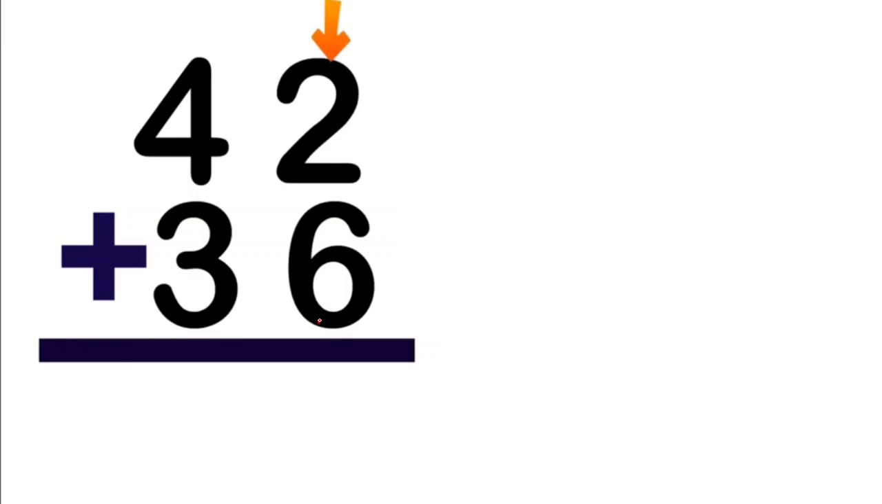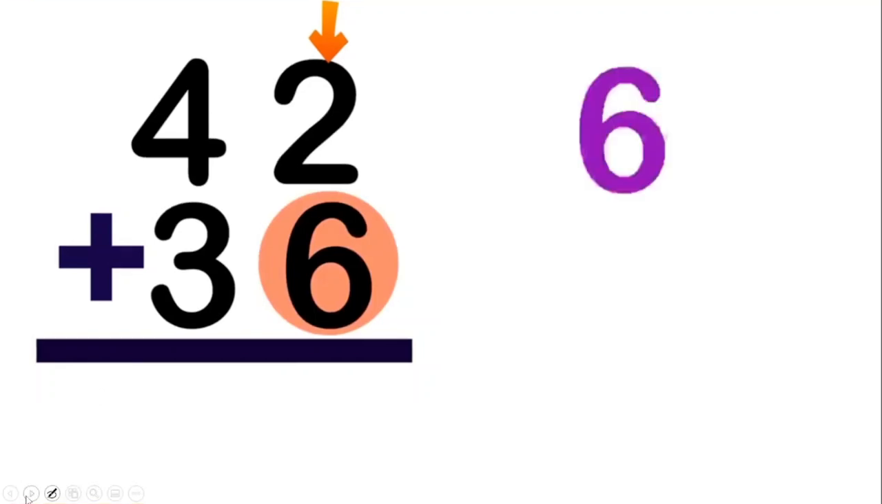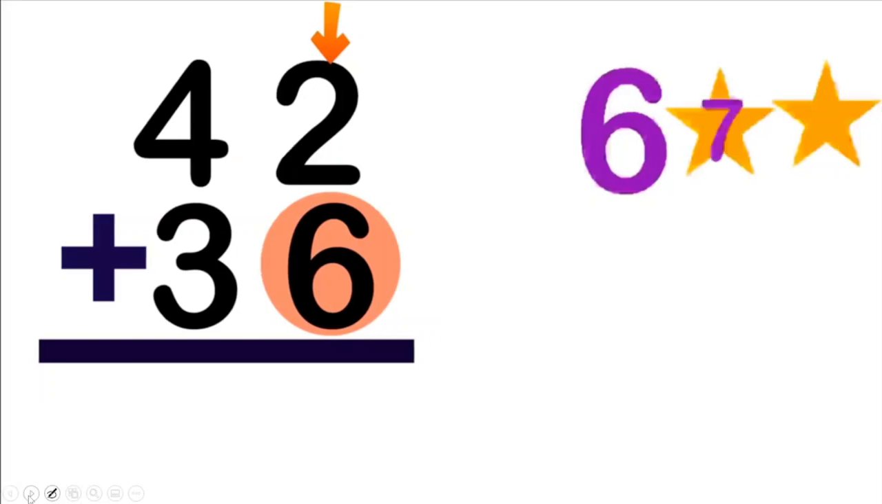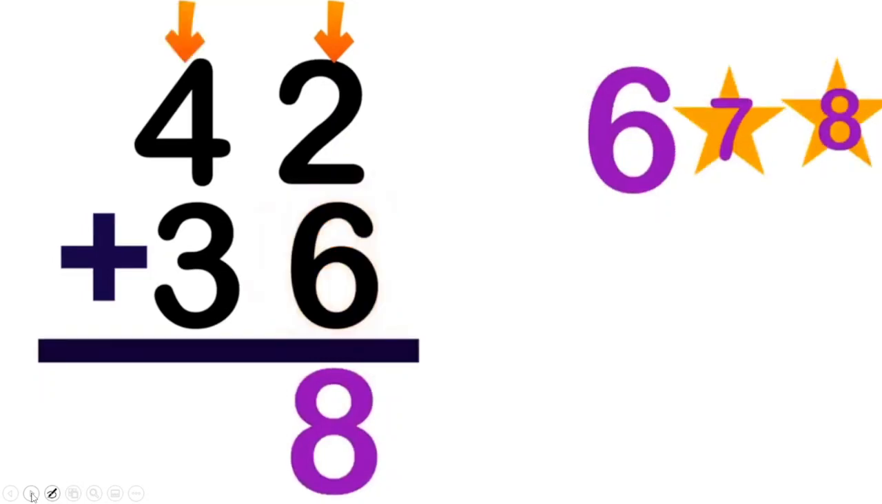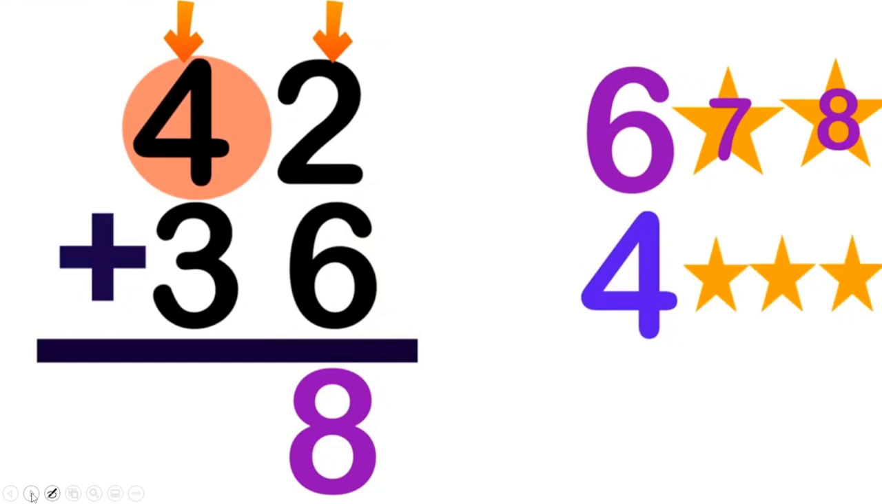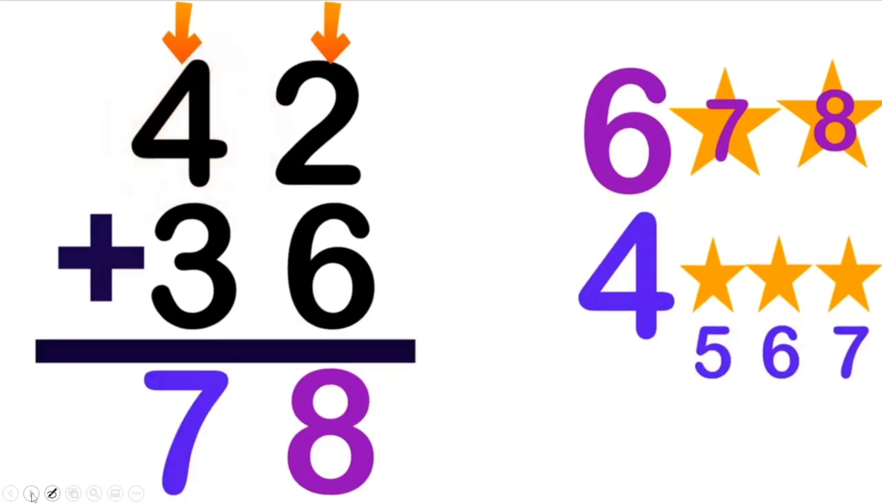So, the ones: 2 plus 6 is... If we are going to add them, get the higher number, 6. Then add the 2: 6, 7, then 8. So we will write 8. In 4 plus 3, we need to get the 4, then add 3: 4, 5, 6, and 7. So the answer is 7. So our final answer would be 78.